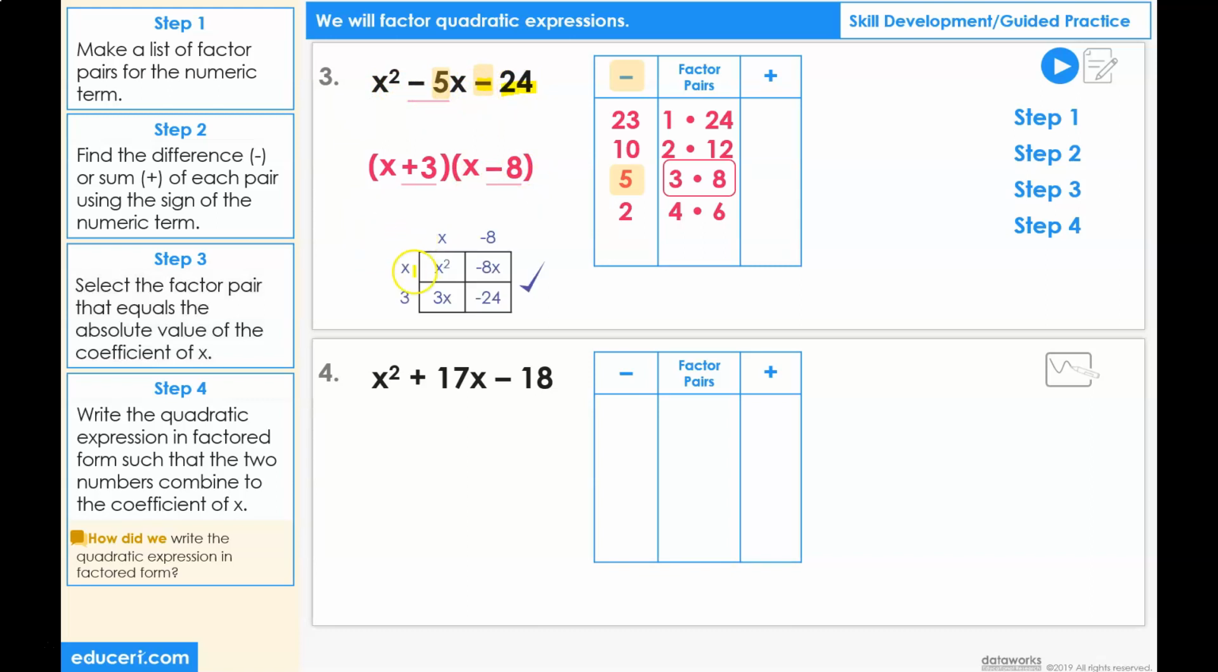It's always good to check your work, and we could do a quick box model multiplication of these two terms to see that we would multiply and get the same result of our original quadratic expression. How did we write the quadratic expression in factored form?